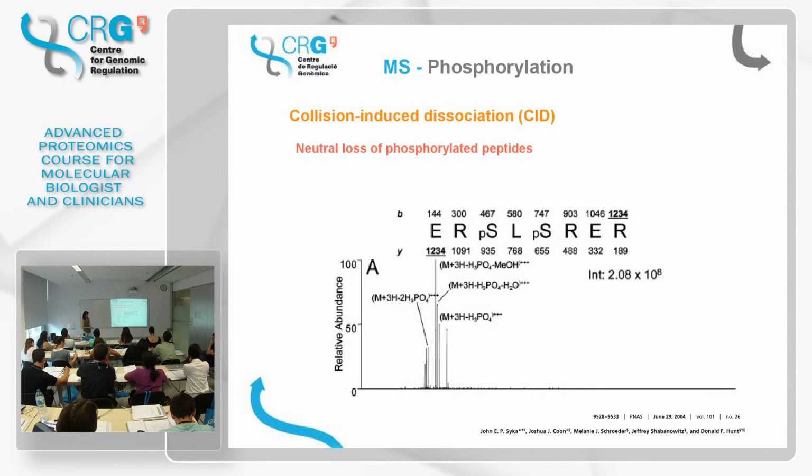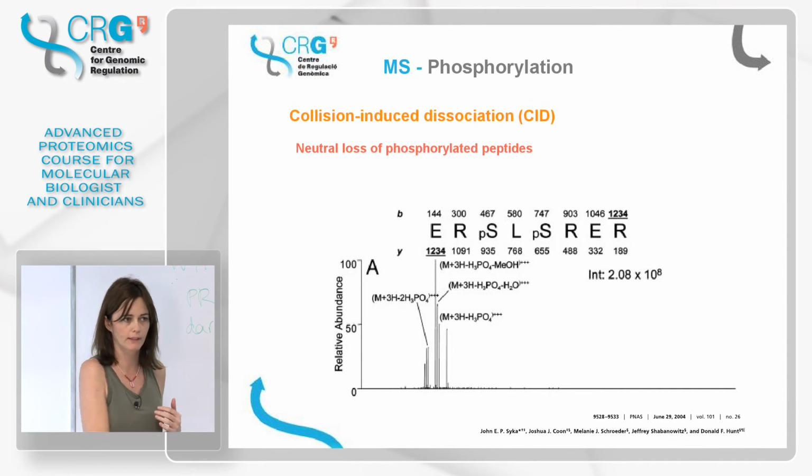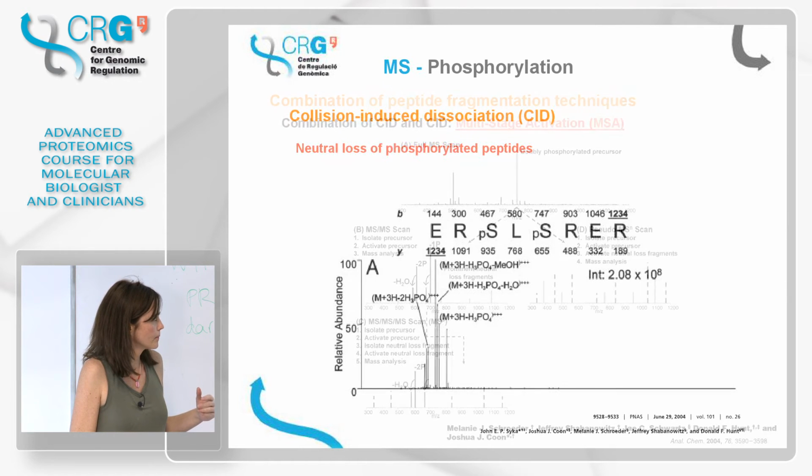And if this signal is the majority signal, we are also losing information about the sequence. So if we have this type of spectra, okay, it's great, this peptide was phosphorylated. Where it was phosphorylated, we don't know. And which peptide it was, we don't know. Because we are missing all the other y and b ions that explain the sequence. So sometimes this is a problem.